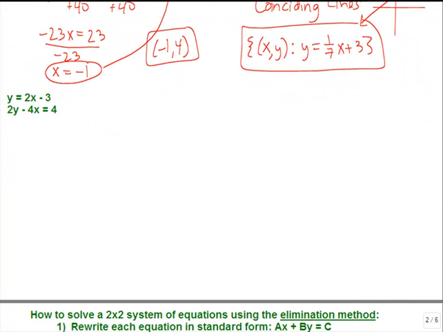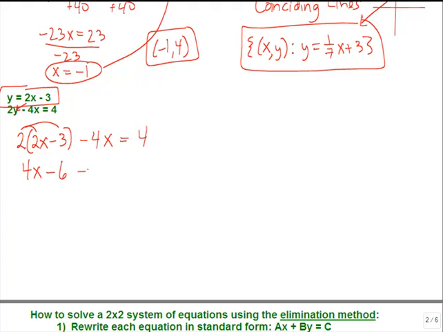All right, the last one here on substitution. If you look at your two equations, take the help where you can get it. This top equation here is already solved for y, so we don't have to do any work. We're ready to just go ahead and substitute that expression in for y in the second equation. So the second equation, instead of being 2y, becomes 2 parentheses 2x minus 3, and then I have that minus 4x equals 4.